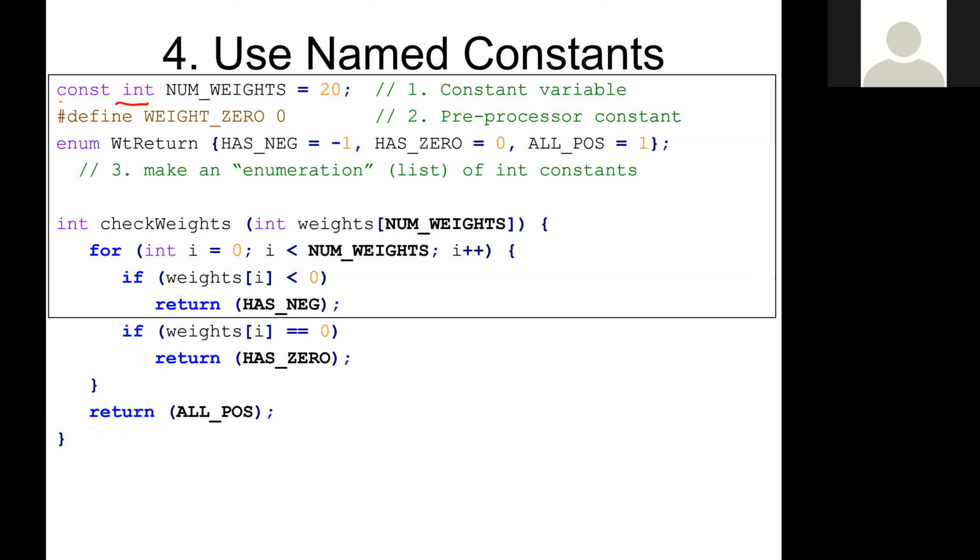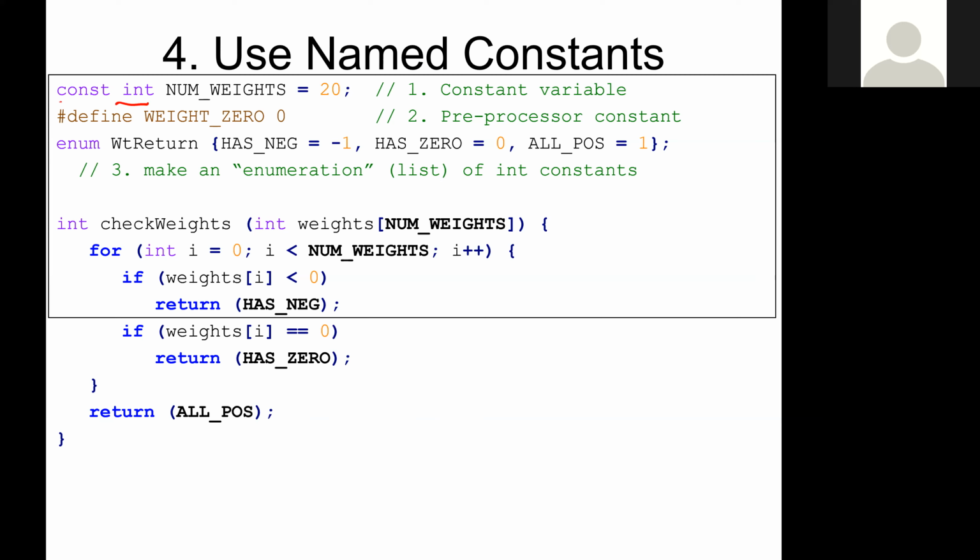Okay, this third way to make named constants is called an enumerated type. So if I need to make a bunch of related constants, a nice way to make that is something called an enumerated type. You give the type a name. So I'm going to say this is a type called weight return. And I'm going to define a few related constants. I'm going to call one has neg, and I'm going to set that equal to -1. I'm going to call another has 0 and set that equal to 0, and another all pause and set that equal to 1. And these are really just integers.